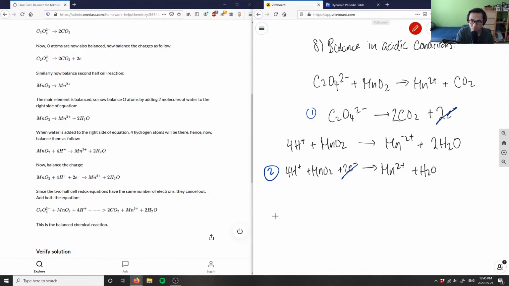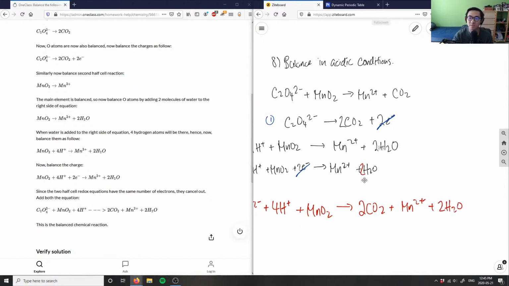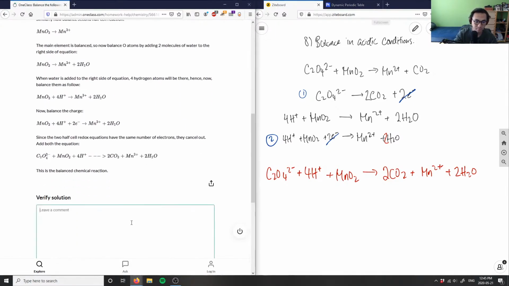So I have C2O4 2 minus, plus I have everything on this side here, which is 4H plus MnO2, is going to yield everything on this side. So 2CO2 plus Mn2 plus plus 2H2O. Sorry, I forgot the 2 here. Plus 2H2O. And this here is the solution for my problem. And I believe they got the question right. They have C2O4 2 minus plus MnO2 plus 4H plus, which is good, yields 2CO2 plus Mn2 plus 2H2O. So this solution is correct.